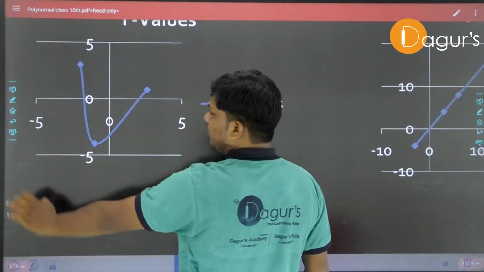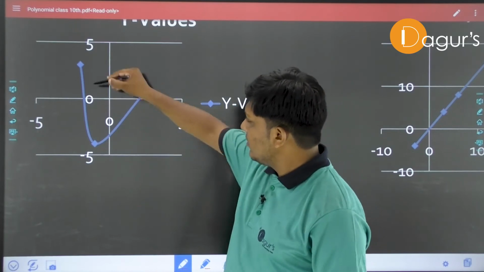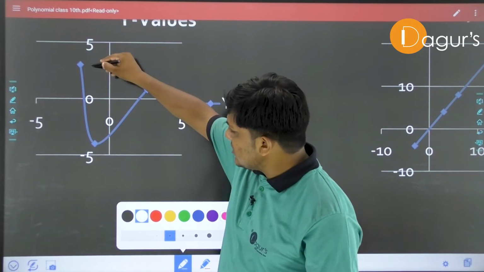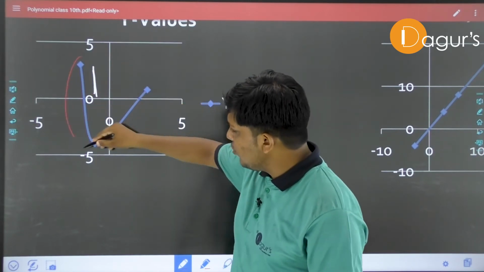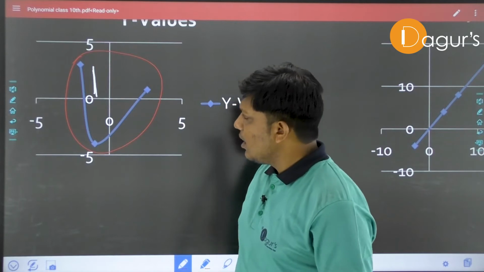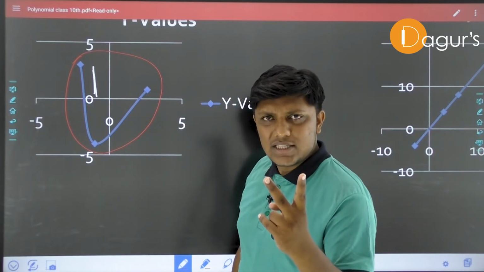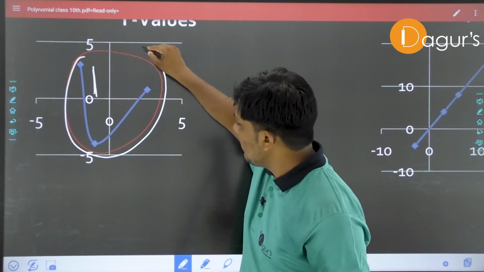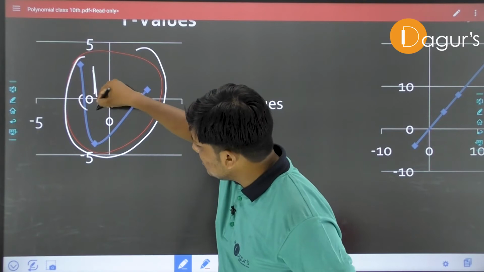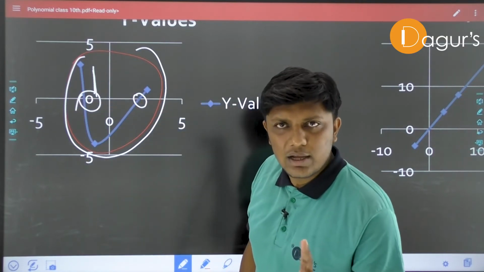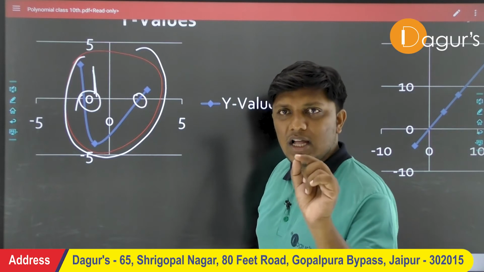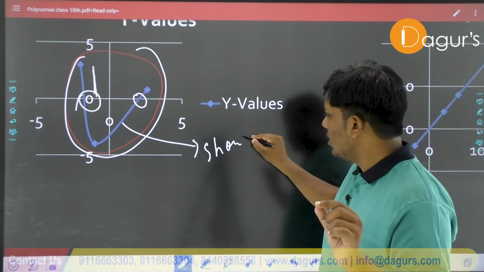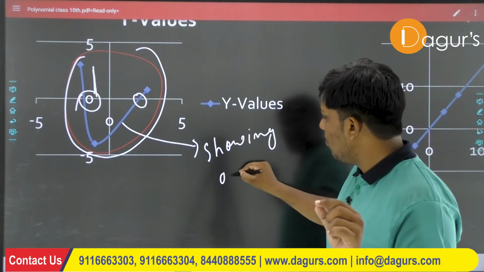Now I think it's okay for you. This blue line, I am talking about exactly this blue line, cuts the x-axis twice. Once here and once here. Is it okay? Yes or no? Yes. It means this line is showing a polynomial.